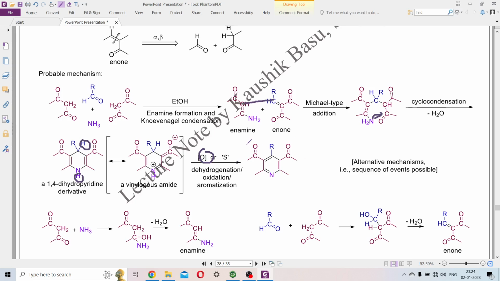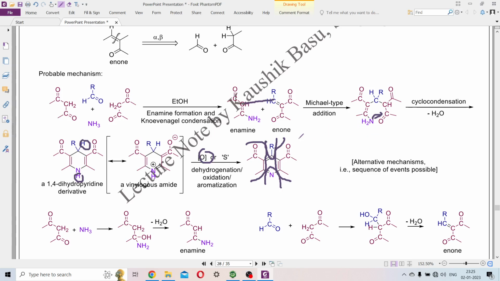so that I get my corresponding pyridine derivative. So this part is coming from one of the active methylenes, that part is coming from one of the active methylenes, and that part is coming from ammonia, and that part is coming from the aldehyde that we are using. The color codes indicate which part of this ring system has come from which of the starting materials. Obviously this is one of the possibilities. It is possible that other sequences of reactions are happening.